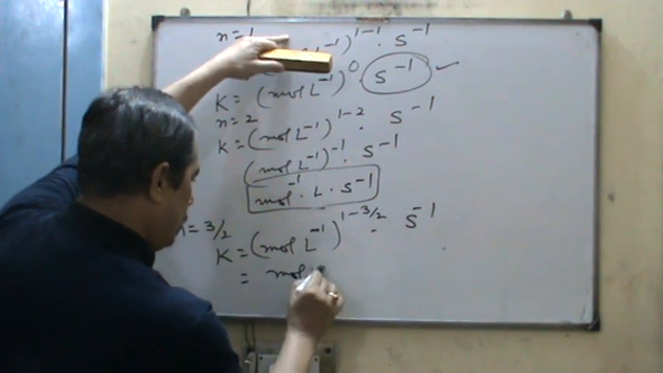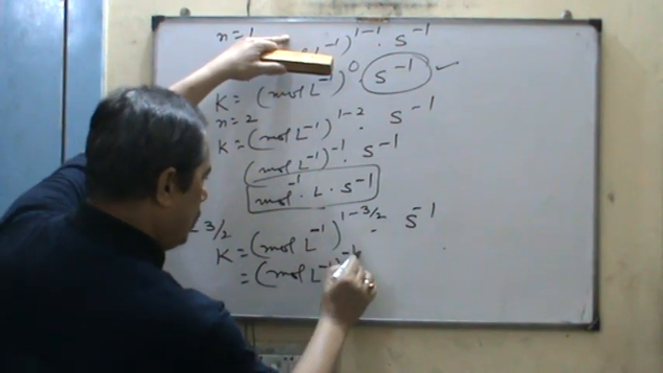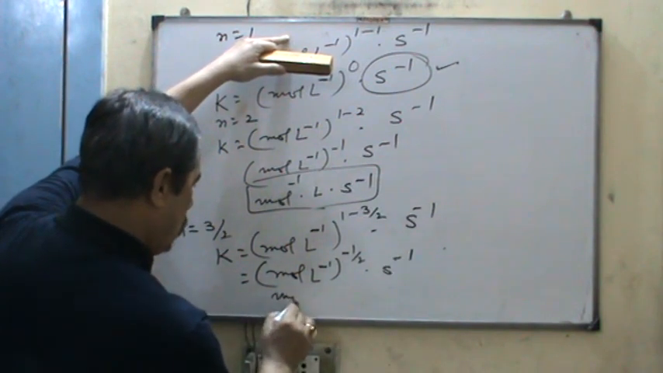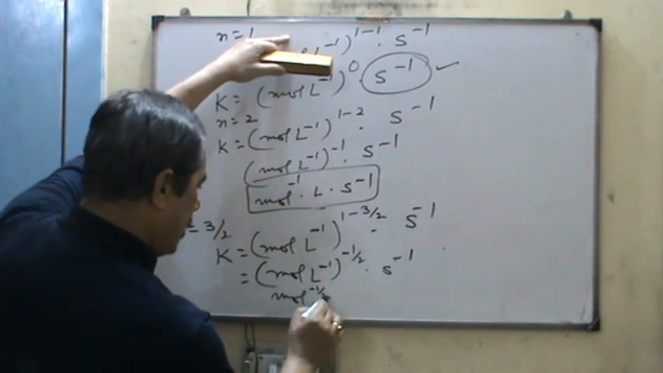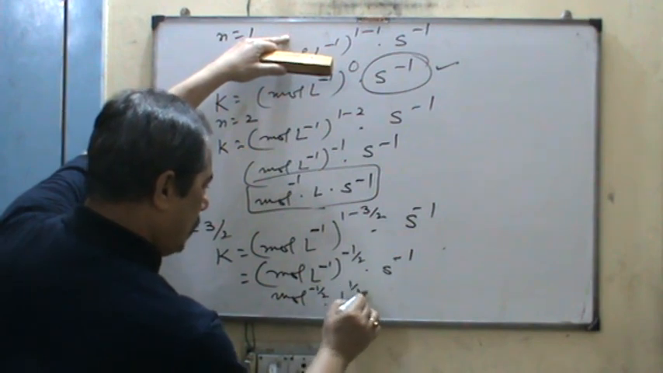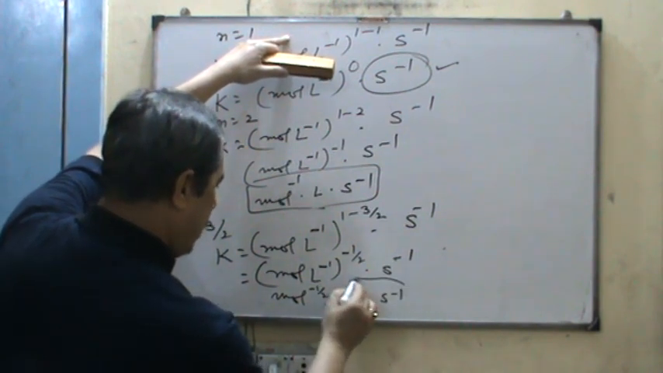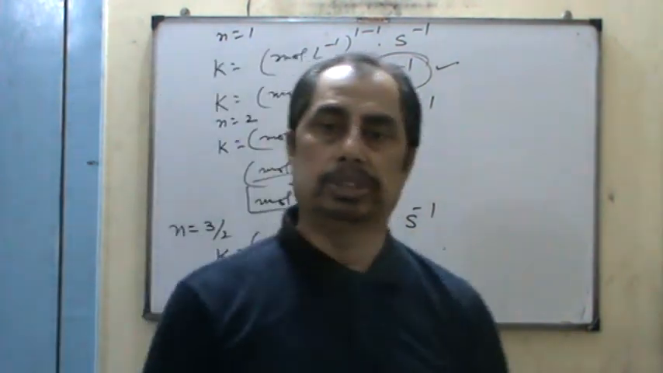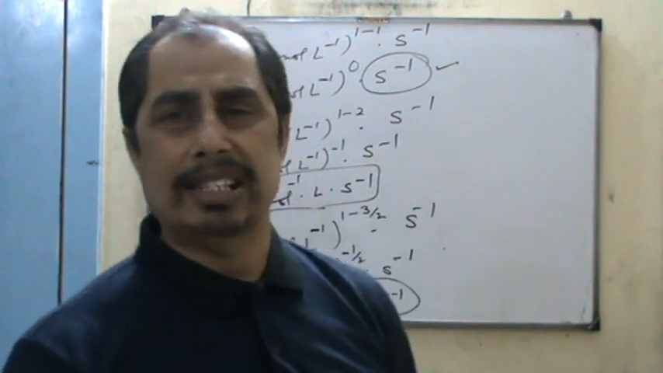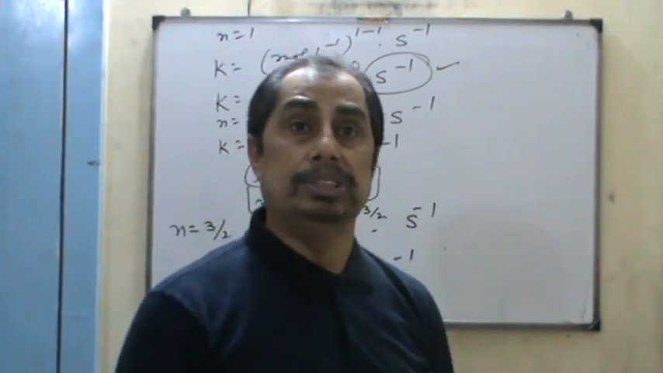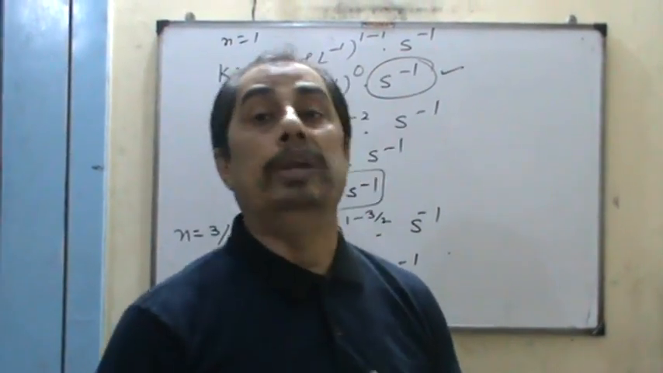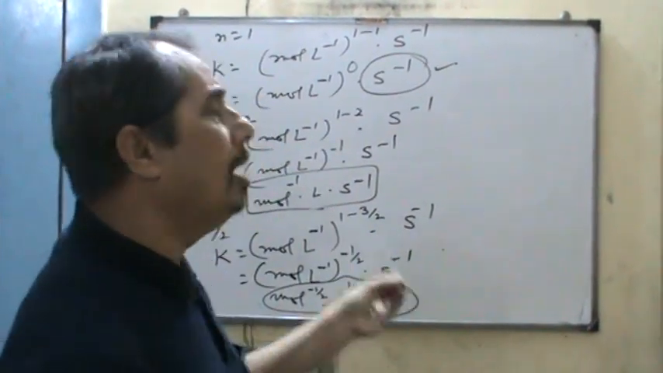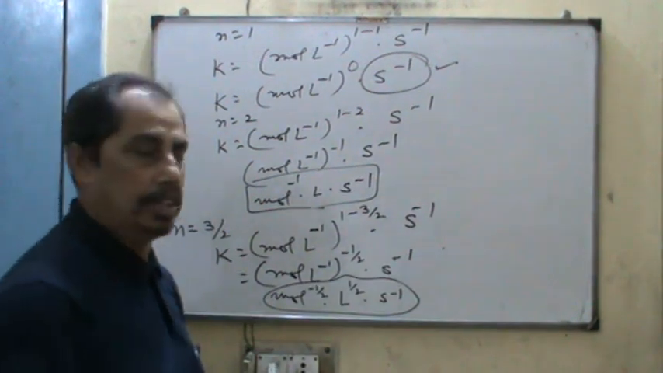So mole liter minus 1 minus 1 by 2 into second inverse. So mole minus 1 by 2 liter 1 by 2 into second inverse. You can have zero order, first order, second order. Higher order reactions are actually not possible because the collision is not effective and not symmetrical. So actually it can be zero, first or second, or even fractional order reaction.